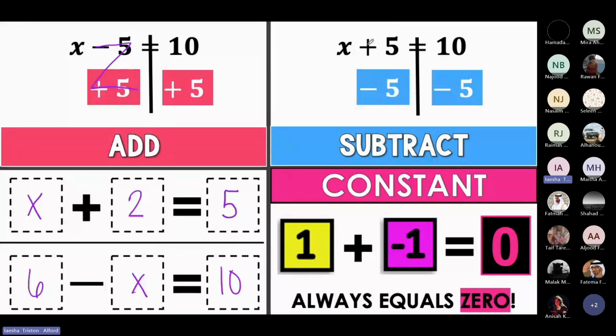For this one, we have add 5, subtract 5 makes 0. We want to get the x alone. Another way to think about it, you have one positive and one negative. Anytime you have the positive and the negative, same number will give you 0. The goal of the equation is to get the x alone, right? We want to get the x on the side by itself.